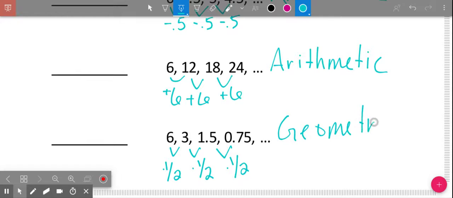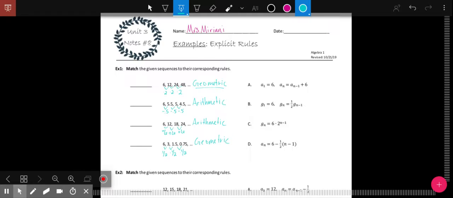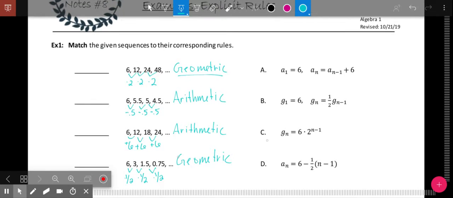Now we can go through and identify which sequence goes with which rule. The first one is geometric, so we know that it has to be either B or C, because those are the geometric sequences that we see. We need to look for one that has the common ratio of 2, since that's what we're multiplying by. Well, this one has 1/2, and then letter C has the common ratio of 2. So that's going to be C.